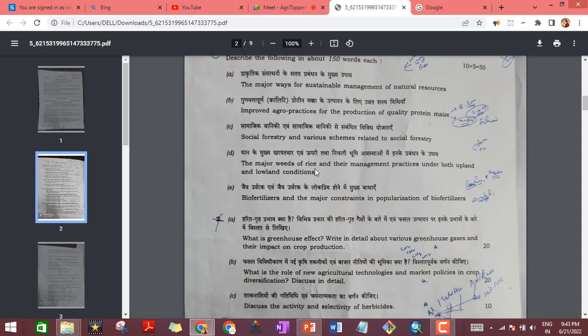And also this year they asked, I think in prelims, about forest plantation. So such current affairs based topics you can add.